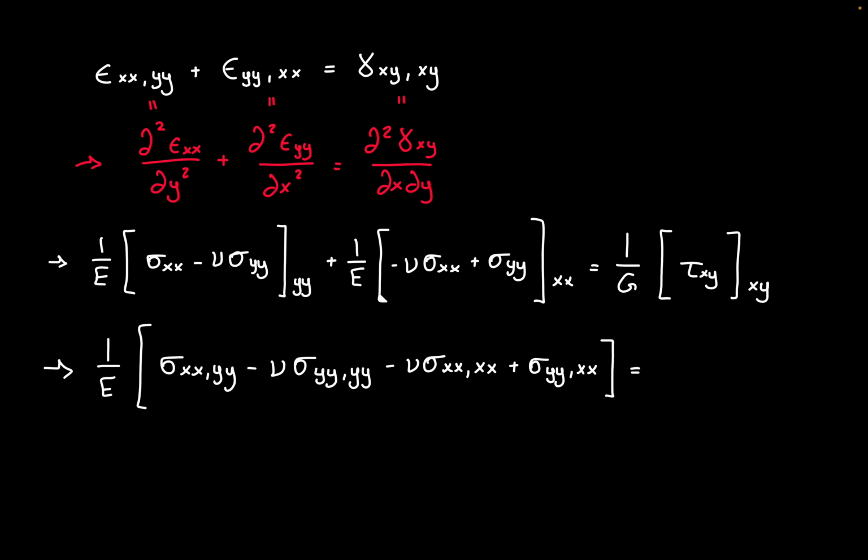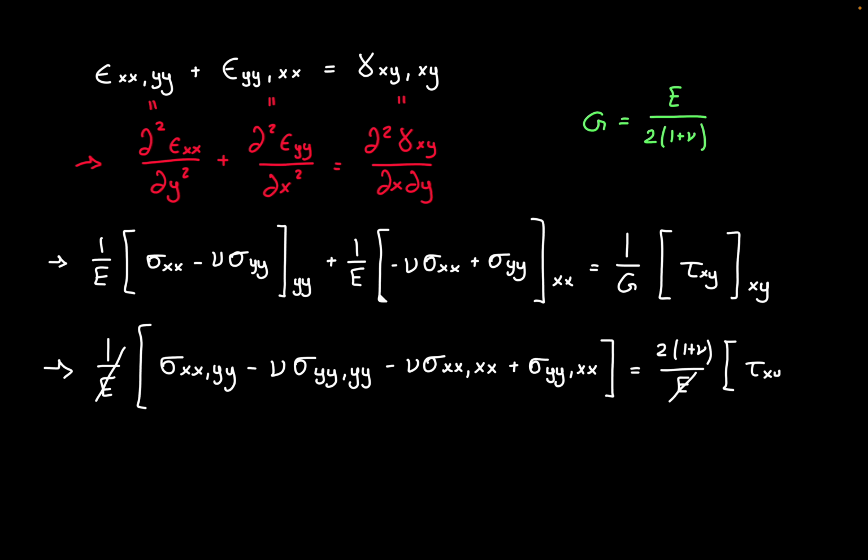And then we can also expand G into its actual form, where G, the shear modulus, is equal to Young's modulus divided by 2 times 1 plus the Poisson ratio. So we can write that out, and then we can cancel our Young's modulus.